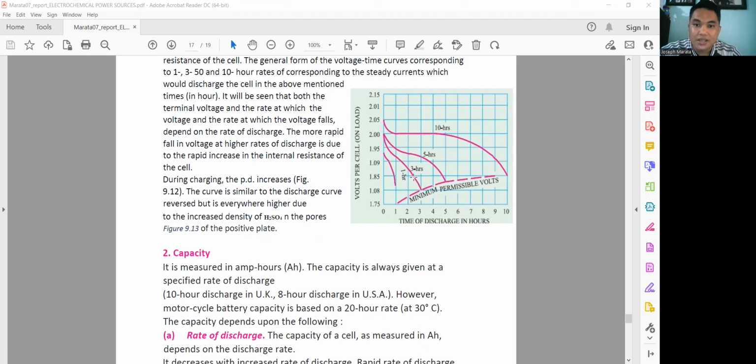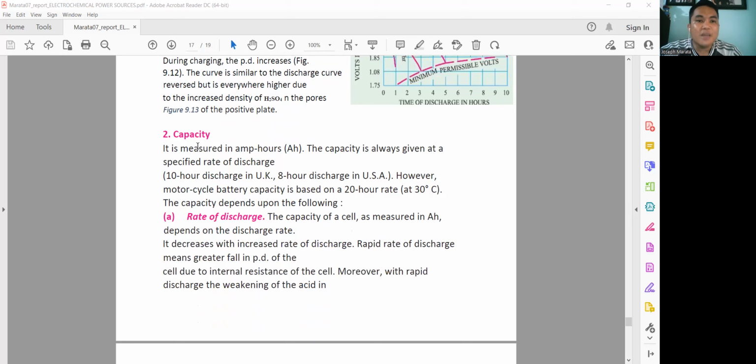As you can see, the volts per cell is going up. The minimum permissible volts will also slowly go up, and it's time consuming.